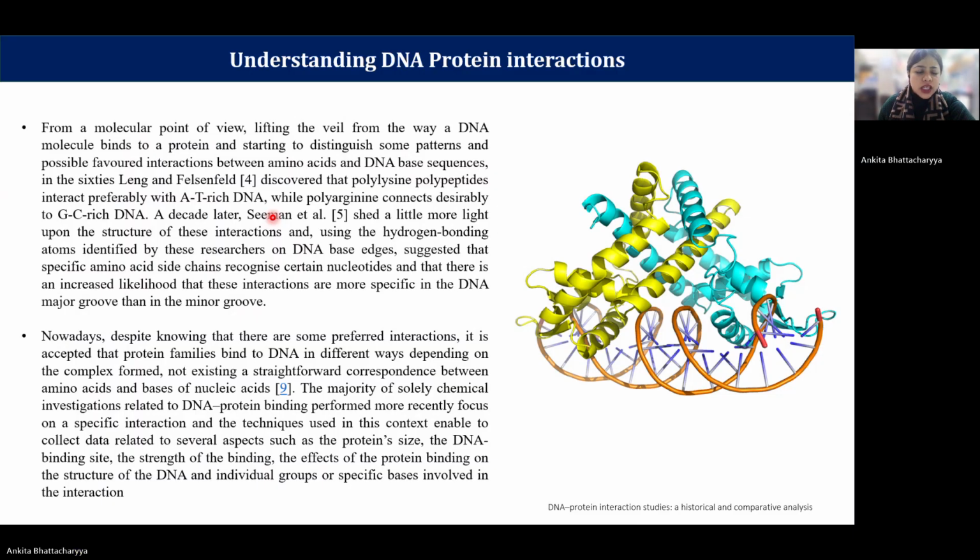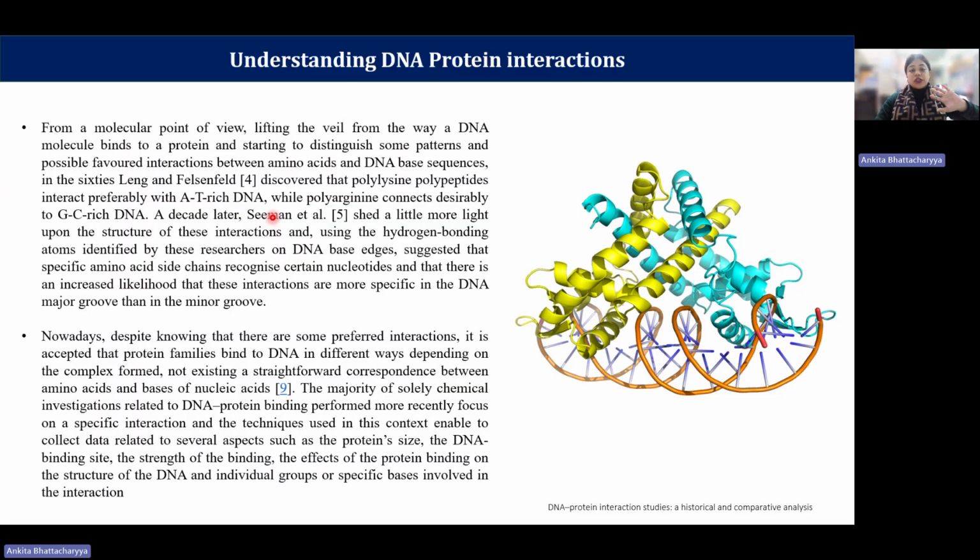And there are certain amino acid side chains which are preferentially able to recognize some nucleotides, and these interactions are found to predominate in the major groove of DNA, and they are the preferred site of interaction with proteins. Nowadays, despite knowing that there are some preferred interactions, it is accepted that protein families, it's not just one individual protein, but some families of proteins, possibly share some common motif or something of that sort.